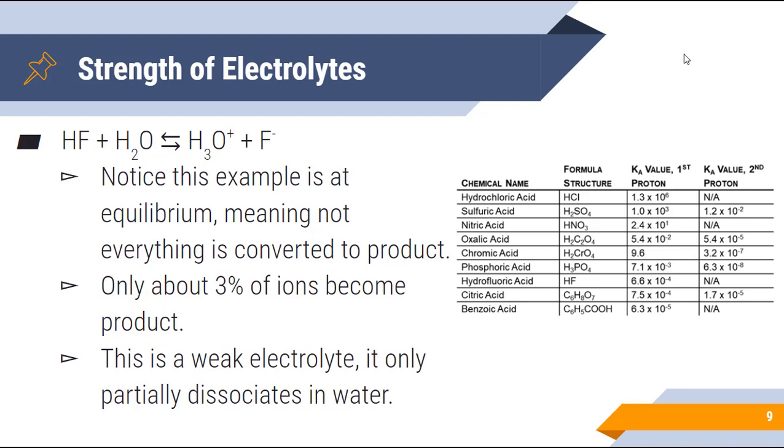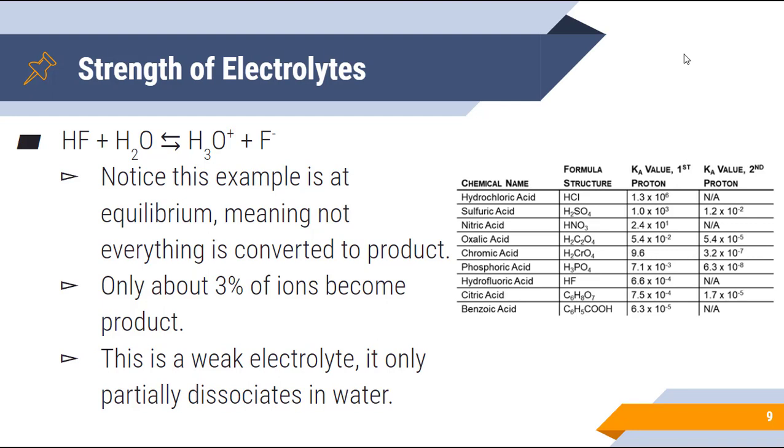Now notice the difference in this example here. We have HF. And notice that it is at equilibrium, meaning that not everything is converted to product. Some of it is converted to product, but some of it is not. Roughly only about 3% of the ions actually become a product here. This is considered a weak electrolyte as it only partially dissociates in water. So when I take HF and I put it into water, let's say I had 100 molecules of it, only 3 of them are going to dissociate into solution. So this makes this a weak electrolyte.